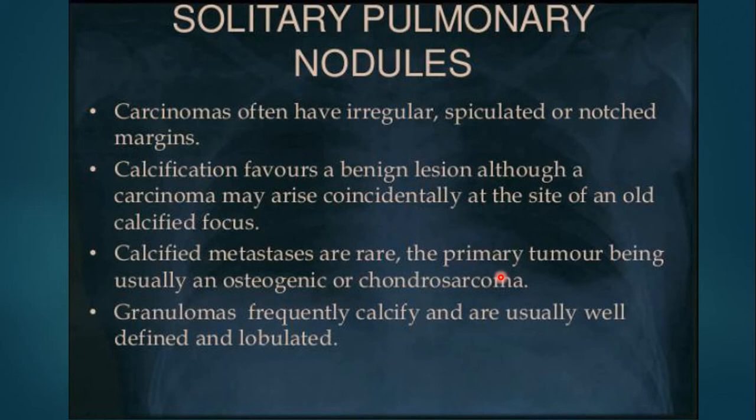Calcified metastasis can happen, although rare, most commonly from osteosarcoma or chondrosarcoma. They present with calcific metastasis. Granulomas frequently calcify. That's why granulomas are very common. They frequently calcify after a while, and usually they are well defined, they are lobulated. So when you see calcification, it's more in favor of a benign lesion like a granuloma. But not always. Some metastases can calcify, like osteosarcoma and chondrosarcoma, and sometimes carcinoma can arise from a pre-existing calcification.